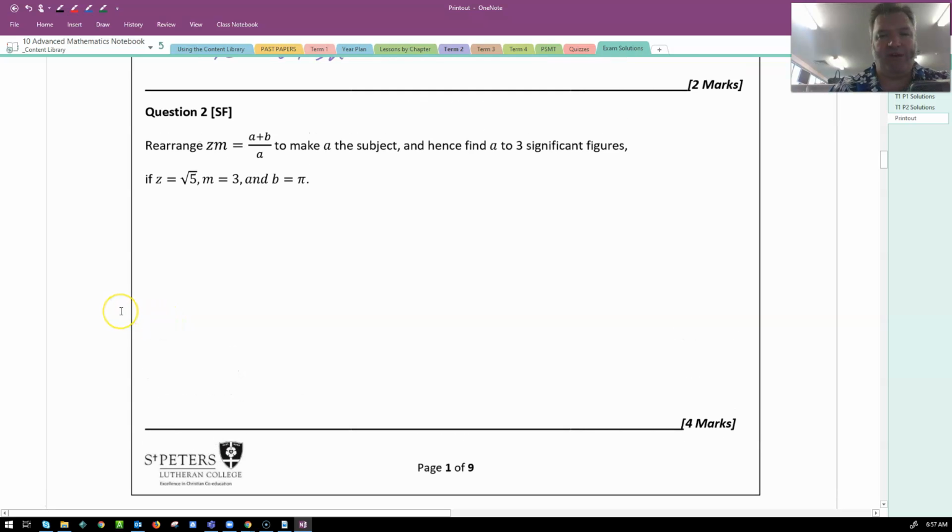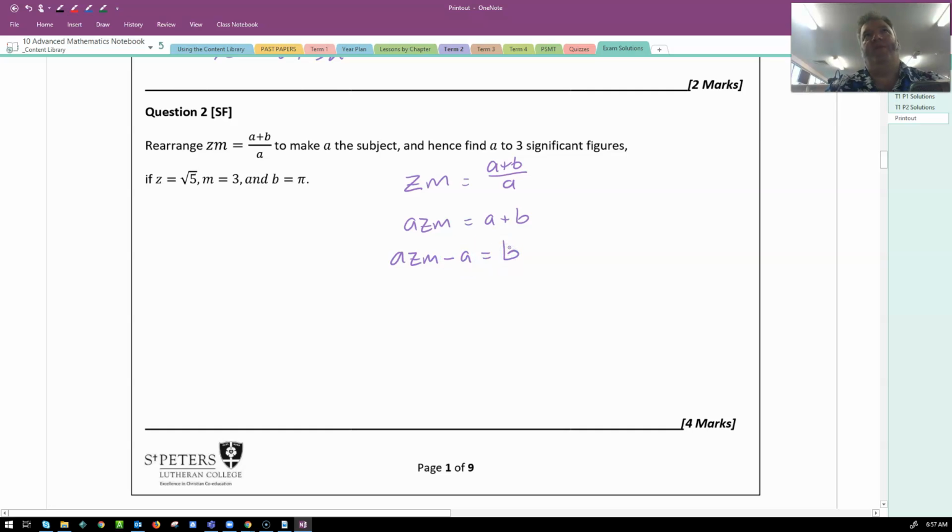Rearrange the equation and then find a to 3 significant figures. That should be pretty easy. Zm equals a plus b divided by a. I'm trying to make a the subject. I can't have it on the top and the bottom, can I? So I'm going to multiply each side by a. So I'm going to get aZm equals a plus b. We're okay to there. Get all my a's together on one side. So aZm minus a equals b.